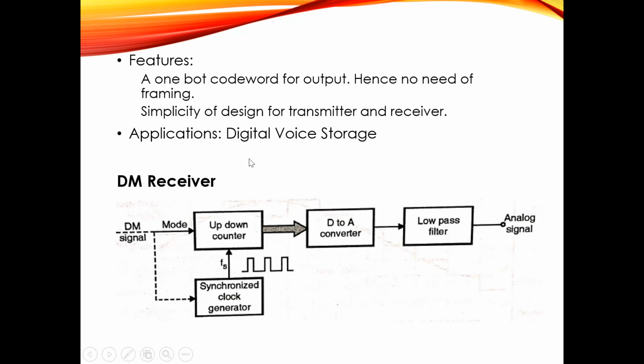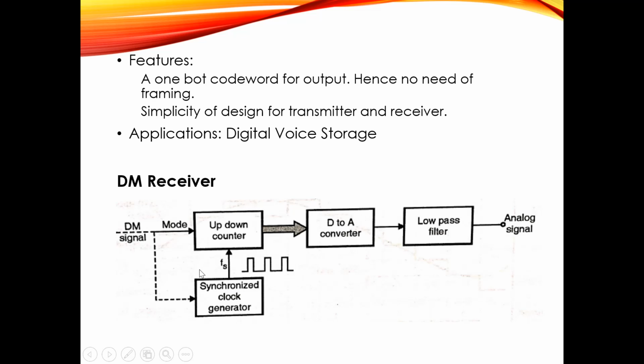One more method for the delta modulator receiver. If you compare with the delta modulator transmitter, here we can find that the delta modulator signal is applied to an up-down counter, then to a D2A converter, and then to a low pass filter, so we will get an analog signal block. Here a synchronized clock generator is also used.